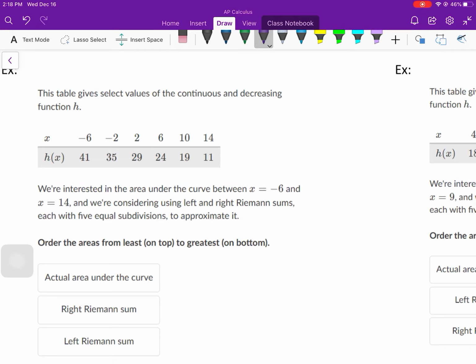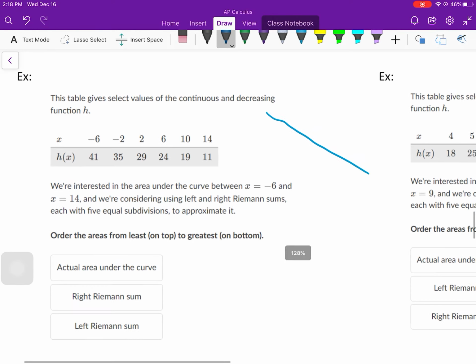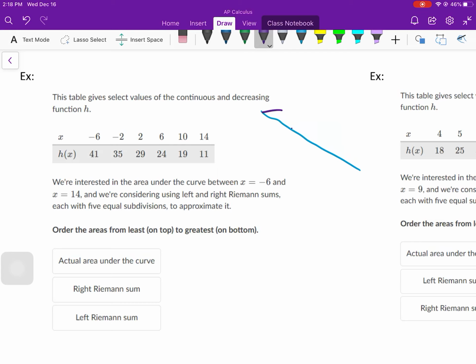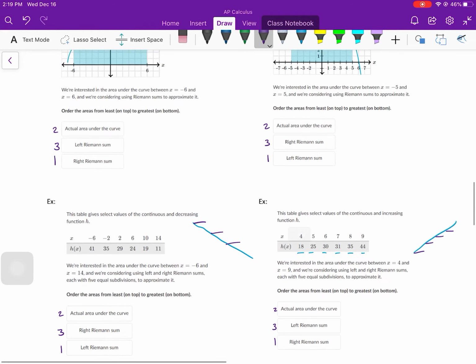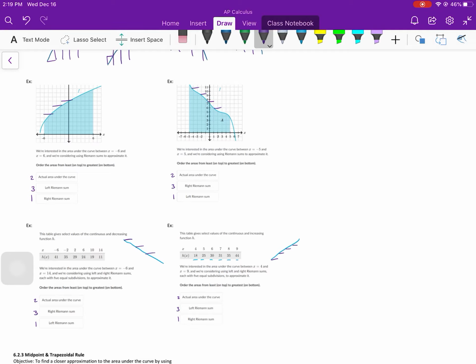Now, that's not always going to be a nice, neat graph. What you might end up having here is a table. So let's look at this table: 41, 35, 29, 24, 19, 11. What are these doing? They are decreasing. Our graph here is decreasing. So a left sum would be over, so that would be the greatest, then the actual area, and then the right sum would be underneath. This one, on the other hand, if you look at these values, are increasing. So if you draw a left sum, that would be underneath. So it would be last, then the actual area, and then right would be first. And that's the idea. You're looking to see if these are increasing or decreasing.